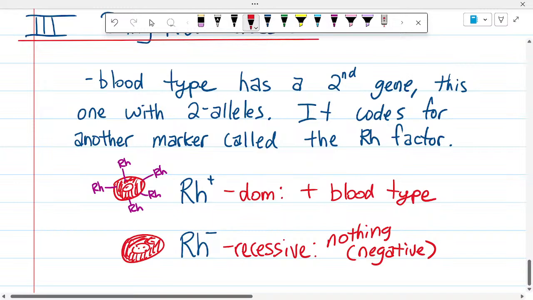Does that make sense? They're controlled by two totally different genes, which is why you have to say you're type A or type B or type AB or type O, and then you also have to say that you're positive or you're negative. They're controlled by two different genes. Could we track that? And I think we have enough time, so I think we can.